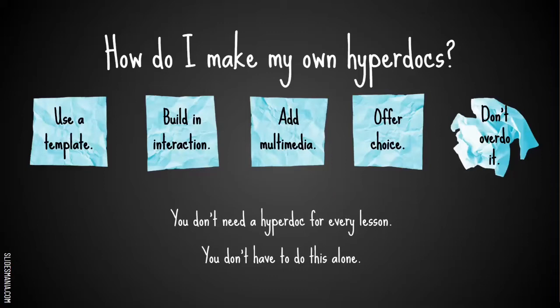Hyperdocs are a great place to try to manage choices for students, and I'm going to show you an example in just a moment that includes choice. And finally, don't overdo it. This is a really important time for us to focus in on the essential learning. What do my students need to know in order to master that objective? And what parts of my lesson are just nice to know that I probably need to eliminate?